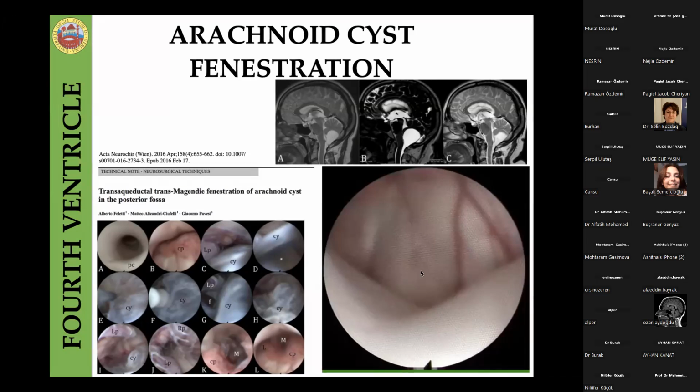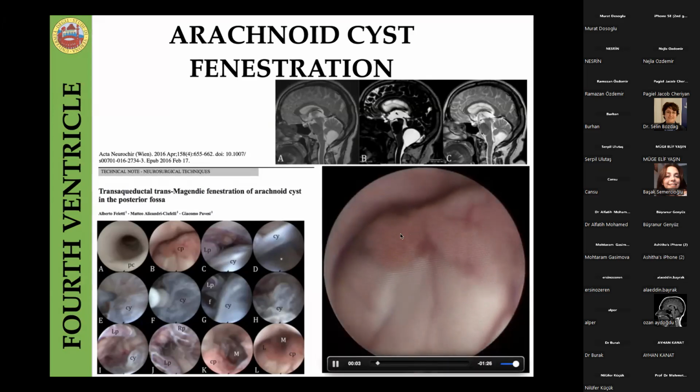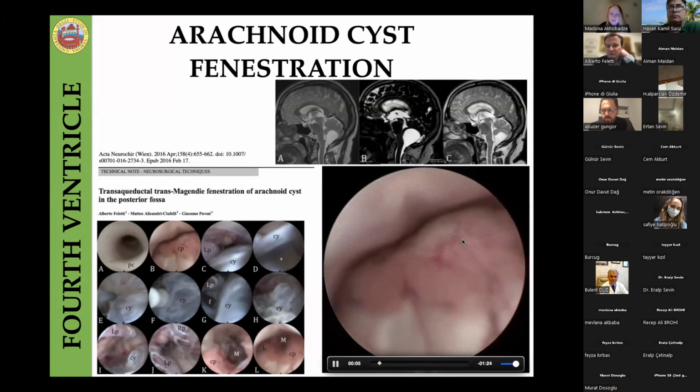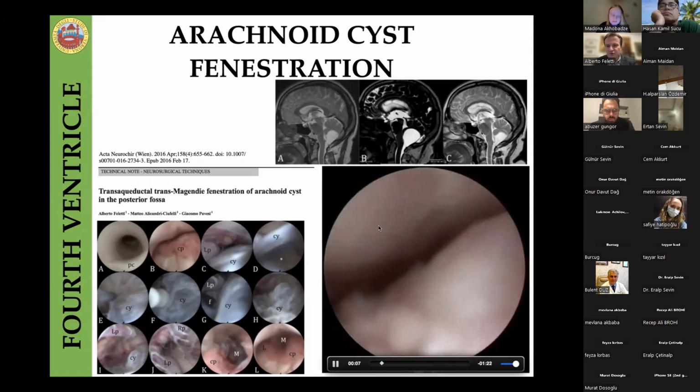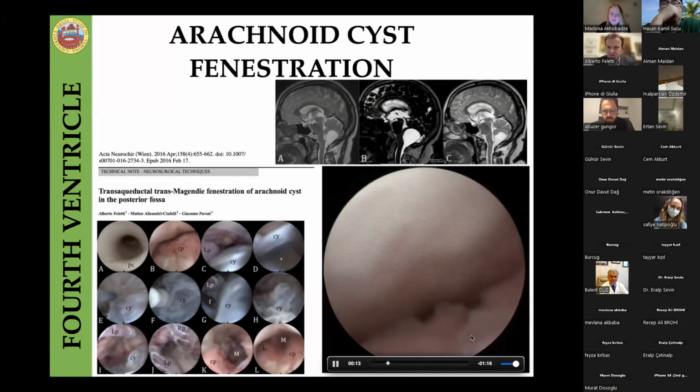So what I did was to navigate into the fourth ventricle. Here I am in the fourth ventricle, coming from the aqueduct. This is the brainstem, the floor of the fourth ventricle. This at the bottom is the roof of the third ventricle, which is pressed against the floor by the large cyst.